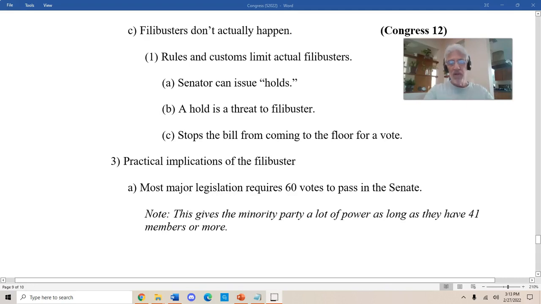But any bill that falls outside of budget bills funding the government requires 60 votes. So any bills that call for big policy changes require 60 votes. When the Affordable Care Act was passed, they needed 60 votes to get it passed because it wasn't a budget bill. It was a whole big change in policy. As a matter of fact, there's a story about the Affordable Care Act, what people call Obamacare.